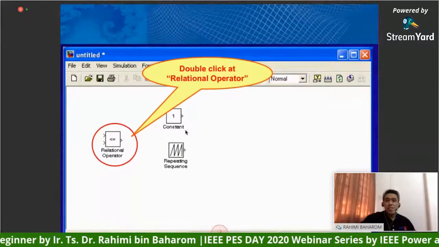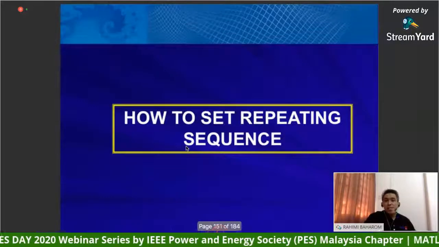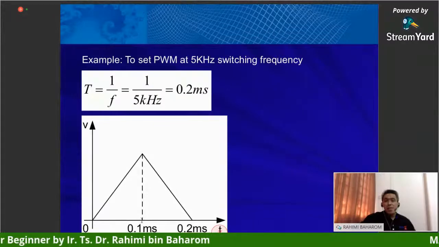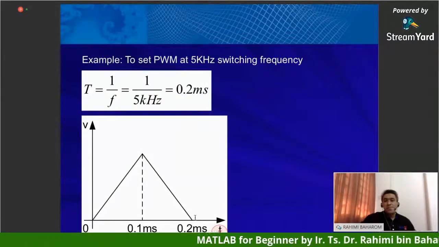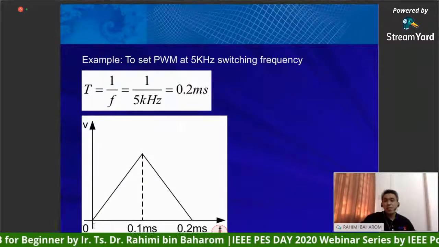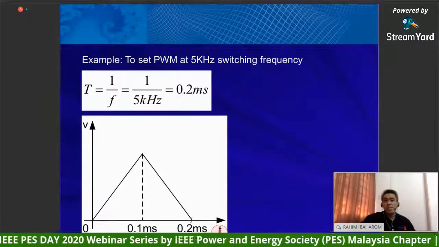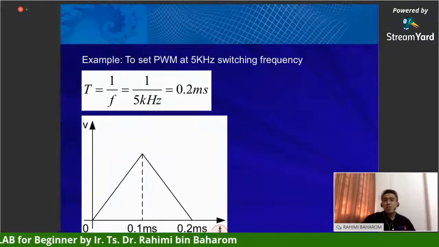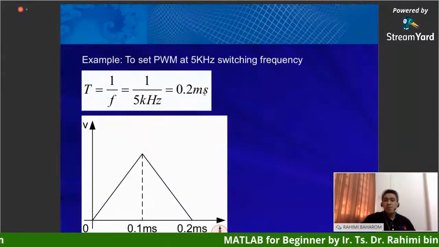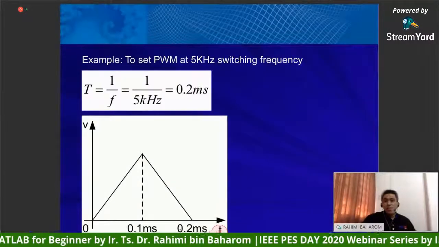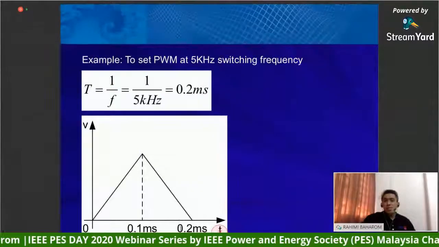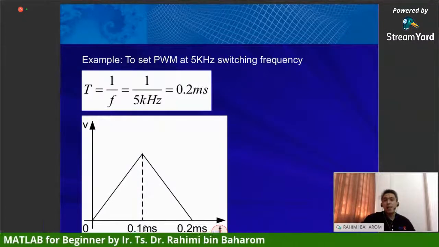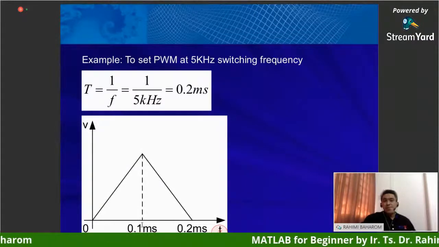And we have to set the repeating sequence block with these parameters. We have to set the starting point, the intermediate point, and the end point. So we have to set these 3 points: point 1, point 2, and point 3. For 5 kilohertz switching frequency, T equals 0.2 milliseconds. So we set the repeating sequence at 0, then one full cycle 0.2 millisecond, and at the middle 0.2 divided by 2, so this point equals 0.1 millisecond.